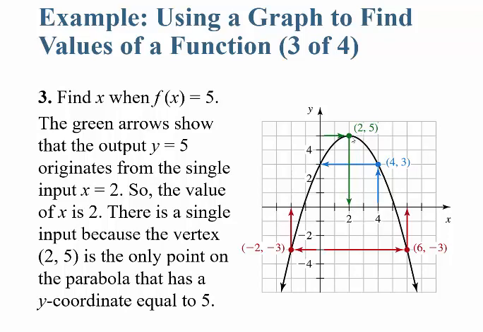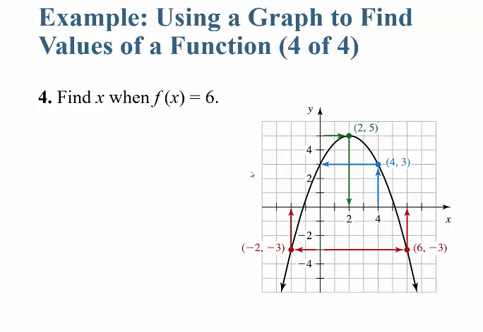The vertex is a single point here, right? It's the only point on the parabola that is equal to a value of 5. All other y values that are on the graph that are not on the vertex will have two x values, okay? But the vertex will have only a single x value.